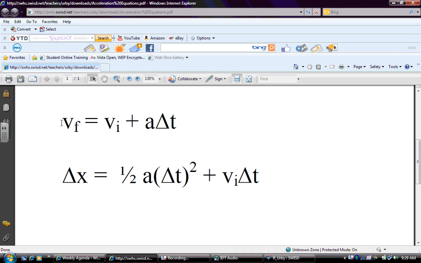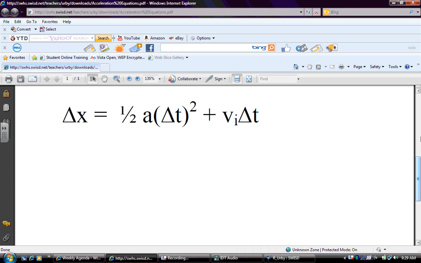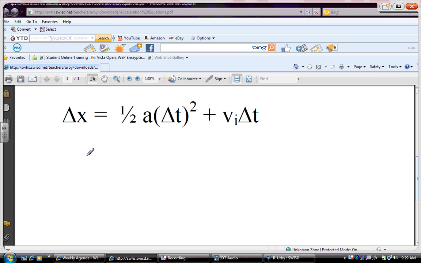So this might be a problem where they gave you what the speed was to start, they gave you how fast it was accelerating, and they gave you the change in time that it did that for, and you can actually calculate how fast the object would be going at the end of that acceleration period. The last equation here is a little bit complicated looking, but it's really not that bad. You're just solving for the change in position, or the displacement. So again, change in x equals displacement.